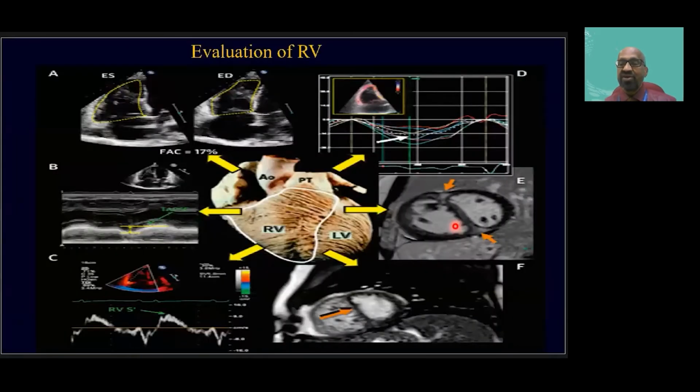Coming to the echocardiographic and CMR evaluation of the right ventricle, we have the fractional area change, tricuspid annular plane systolic excursion, the tissue Doppler S-wave velocity, and the right ventricular global longitudinal strain on speckle tracking, late gadolinium enhancement of the right ventricular insertion points on cardiac magnetic resonance, and the typical D-shaped left ventricle in patients with right ventricular failure.